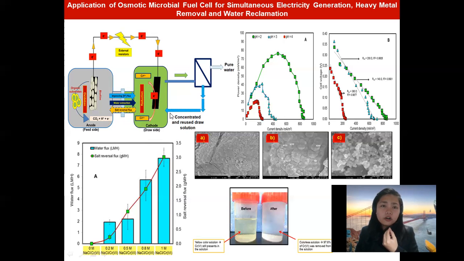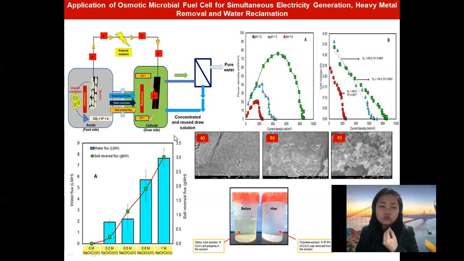Moreover, I also target to remove heavy metal in the osmotic microbial fuel cell. The target heavy metal I use is hexavalent chromium. Because, as I mentioned, in the cathodic chamber we will have the reduction reaction, so the hexavalent chromium will receive the electron, then be reduced to chromium 3.